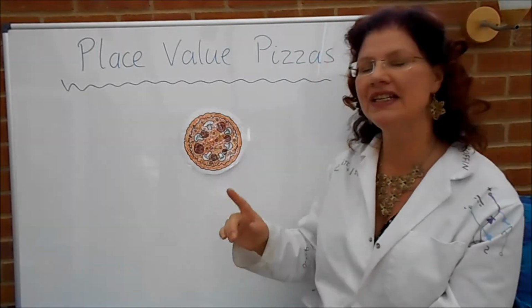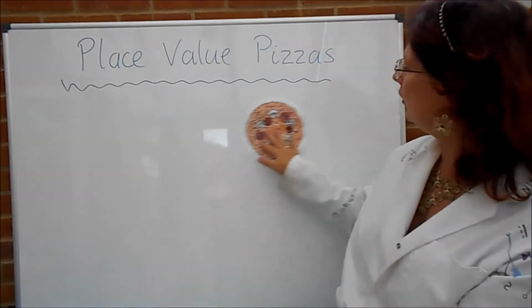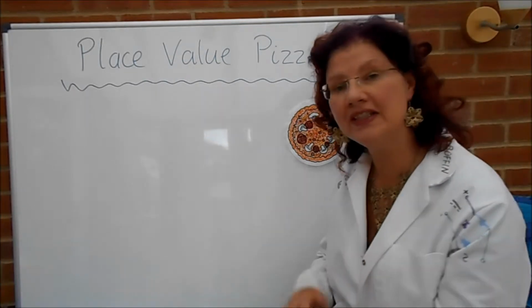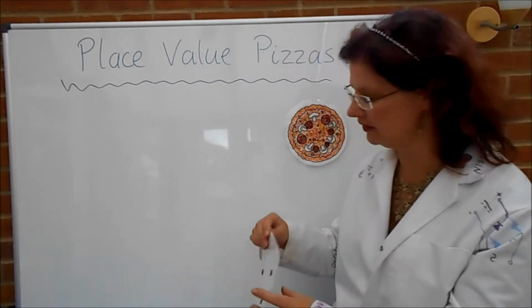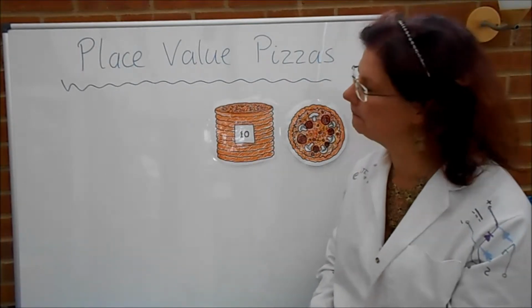So that's going to represent our ones, our units. You can call them units or ones. And I'm going to put them over here. So there's our units. We have a base 10 system, which means everything goes in groups of 10. So when you've got 10 pizzas together, that's a stack of 10. And there we go, there's a stack of 10 pizzas.